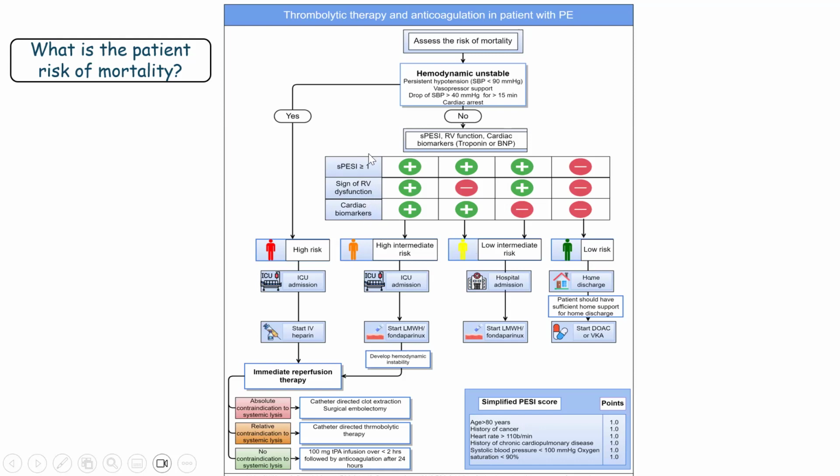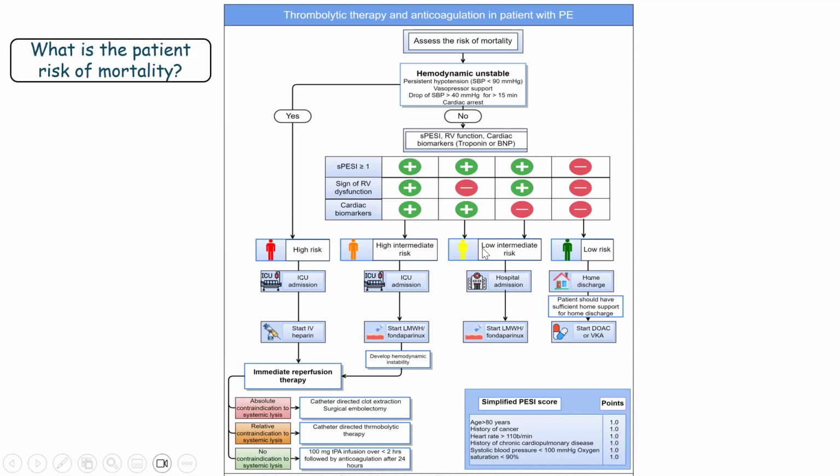If all three parameters are positive, the patient will be considered high intermediate risk. If all three parameters are negative, the patient is considered low risk. With any combination of these factors, the patient will be considered low intermediate risk.